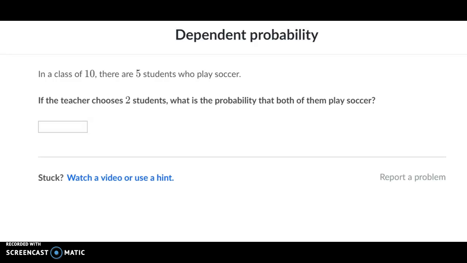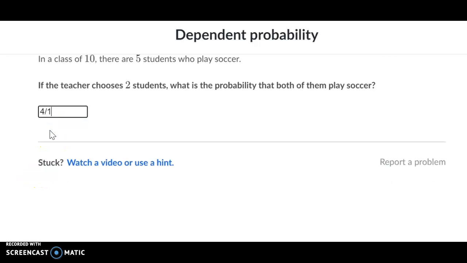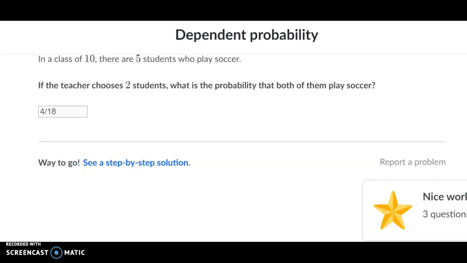In a class of 10, there are 5 students who play soccer. So if the teacher chooses 2 students, what's the probability that both of them play soccer? Okay, so for the first student, there are 5 out of 10, or 1/2. For the second student, now we've already taken out one of the students who play soccer, so there are 4 of them left. There are 9 students left, so the probability would be 4 out of 9. And if we multiply those, we're going to get 4 out of 18. Let's try putting it as a fraction, see if they like that. That worked.